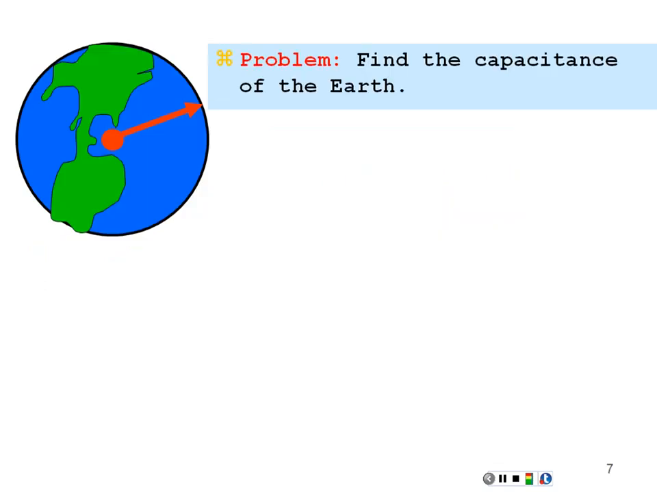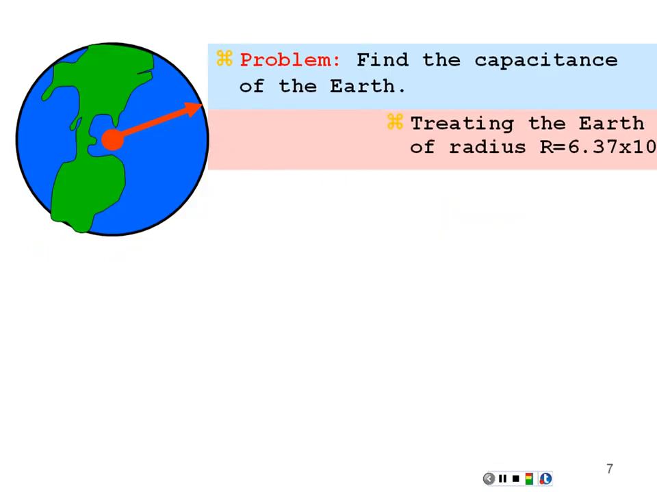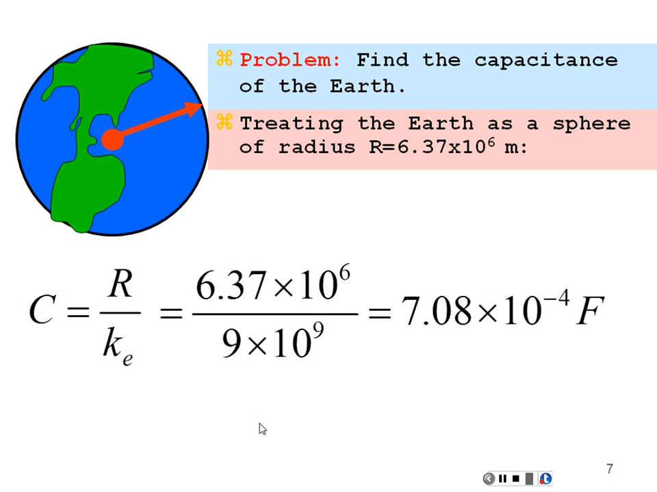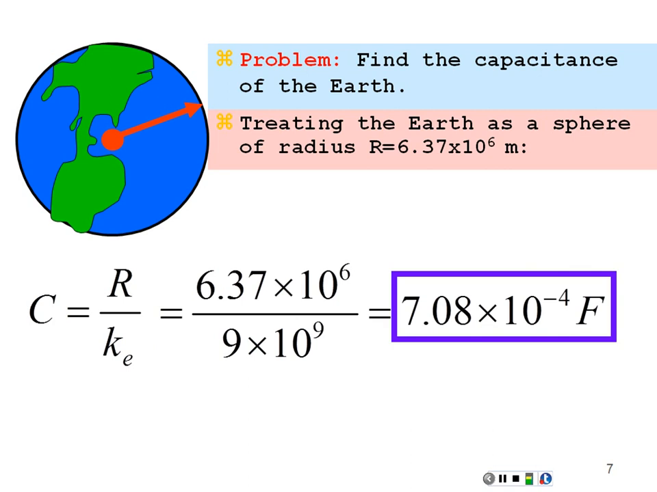So, based on this, what is the capacitance of the Earth? Treating the Earth as a sphere, radius 6.37 times 10 to the 6 meters, the capacitance is the radius of the Earth, 6.37 times 10 to the 6, over our famous K constant, 9 times 10 to the 9, 7.08 times 10 to the minus 4 farads. Not very much, but that's the capacitance of a sphere the size of the Earth.